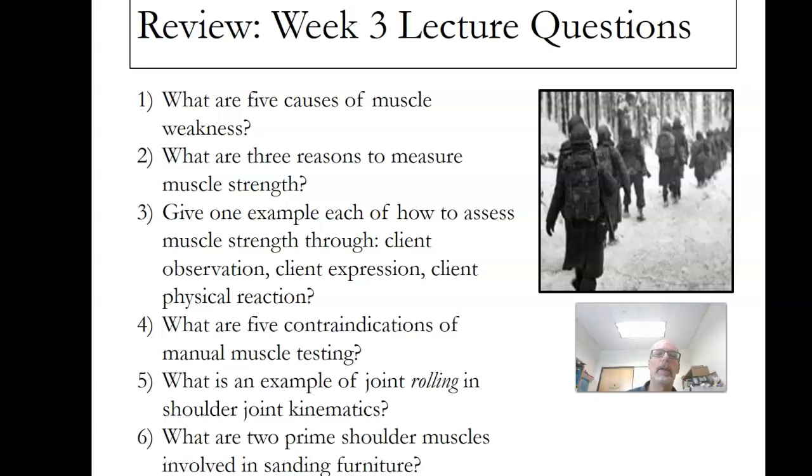Give one example each of how we assess muscle strength through client observation, client expression, client physical reaction. Client observation, a good word to use here is compensate. When they try to lift their shoulder up, they compensate. They don't have that pure movement plane, they're compensating. Client expression, they're grimacing, showing pain in their face. Client physical reaction, they're blanching, turning white, short of breath, that sort of thing, heart racing.